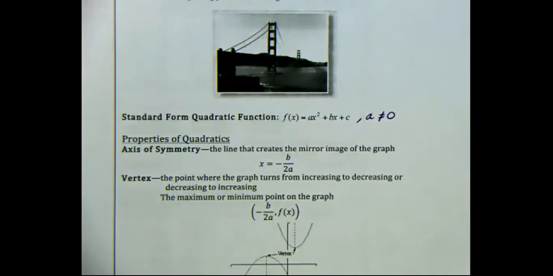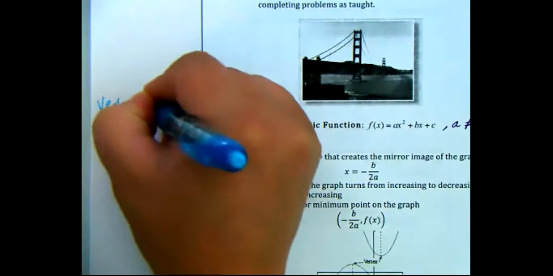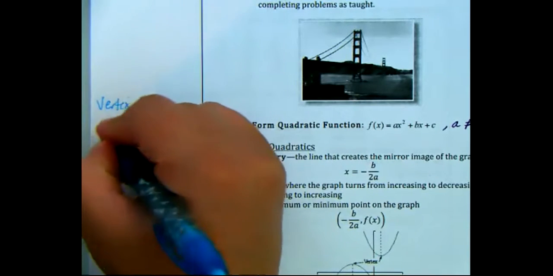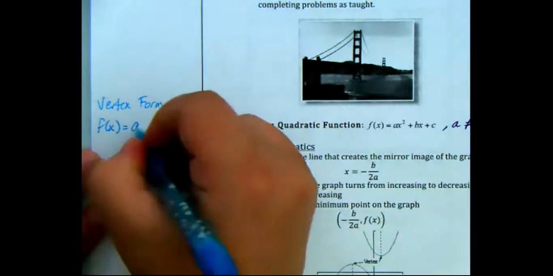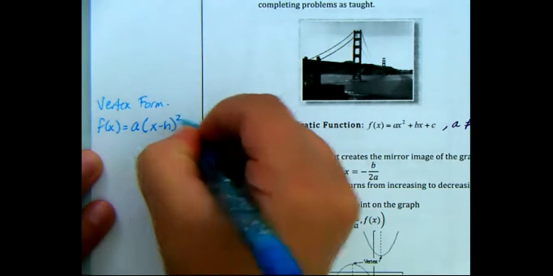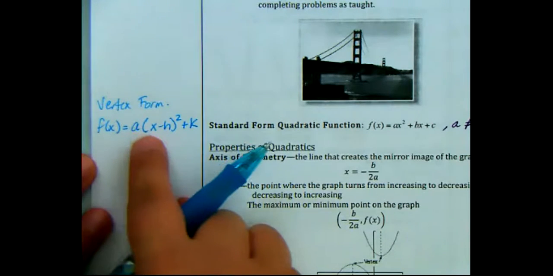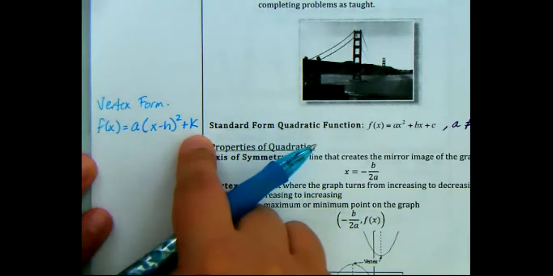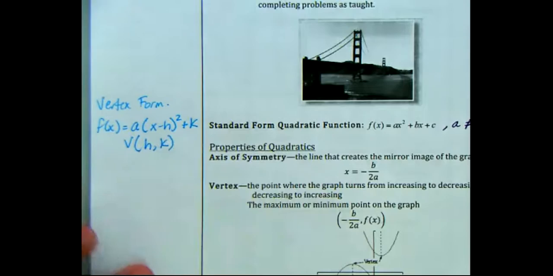If you guys remember, we had 2 other forms of the quadratic function. We had a vertex form here. And vertex form was nice because it was easy to identify our vertex directly from here. So we had our f of x is equal to a times x minus h squared plus k, right? Where our vertex here is just simply h and k. So that was our vertex form.